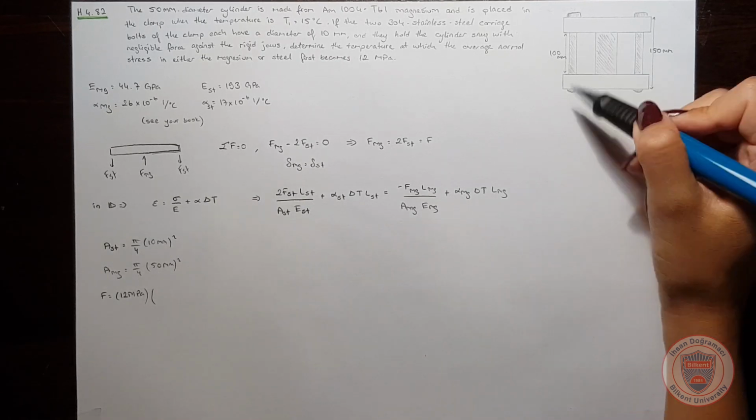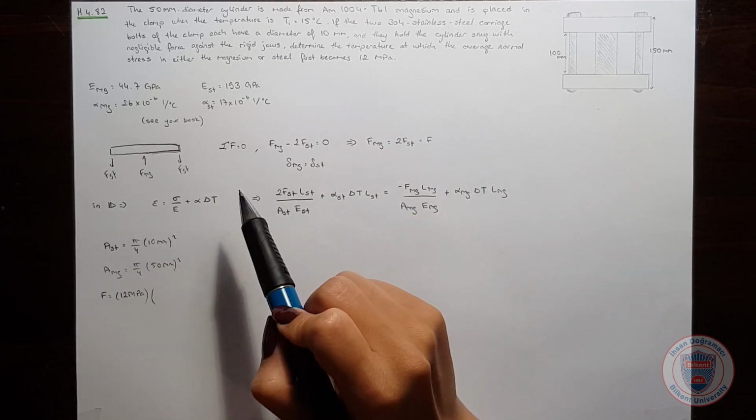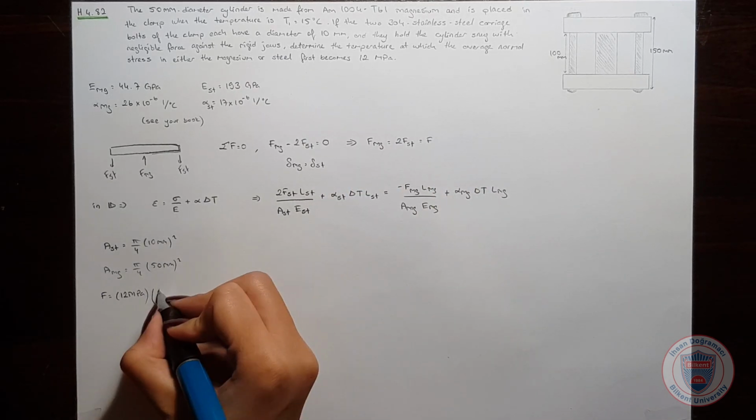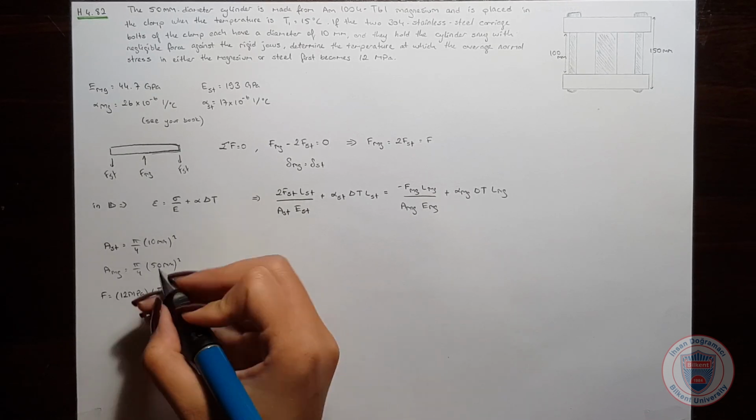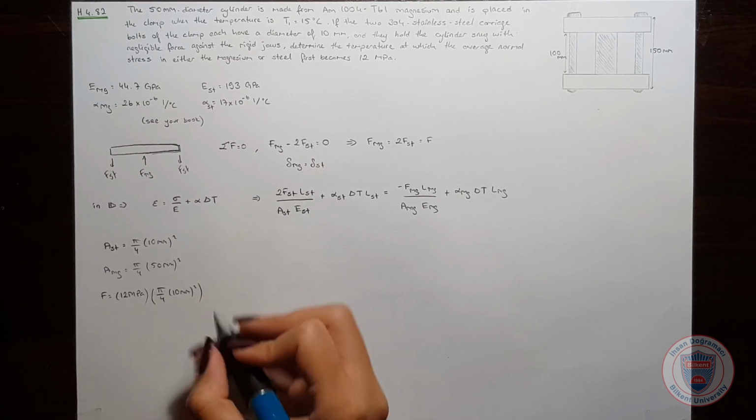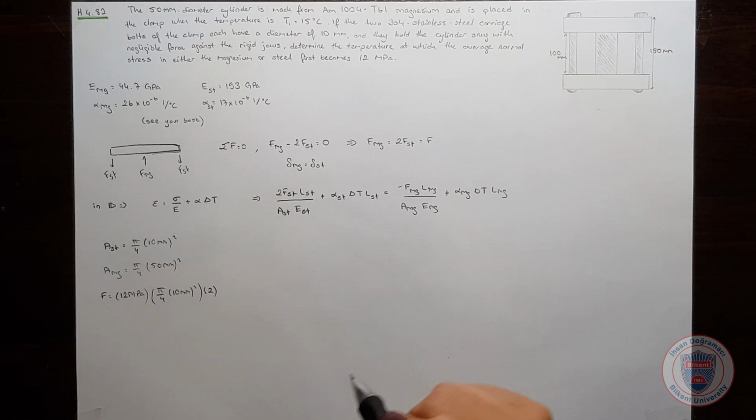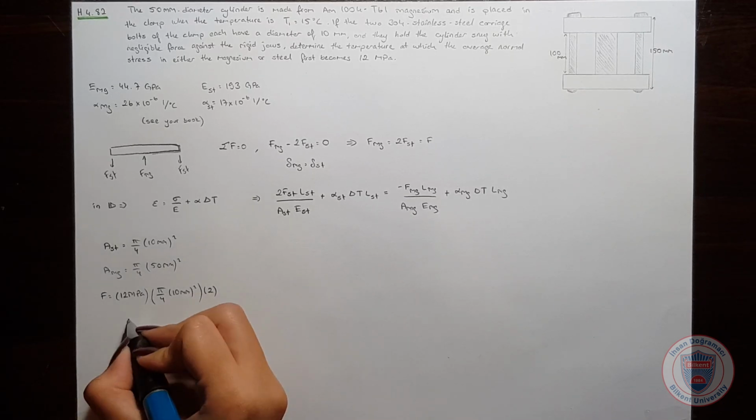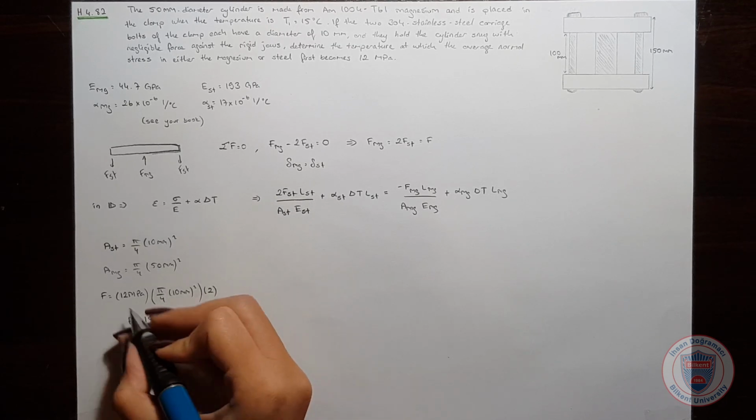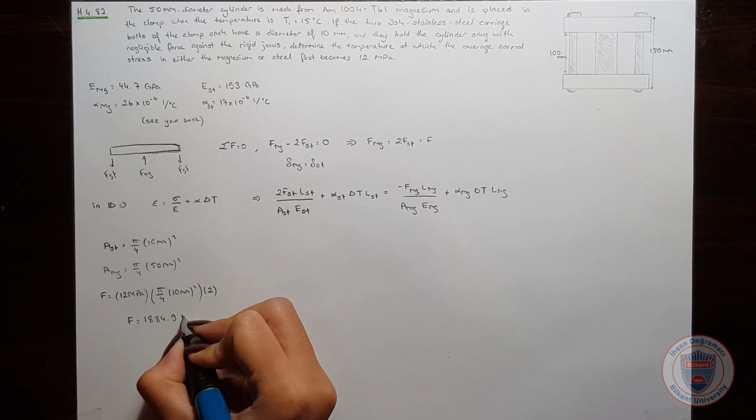Since the area of steel rods are smaller, they will reach the average normal stress first. So I am using the area of steel, but I am multiplying it by 2 because there are 2 bolts, and we will get F is equal to 1884.9 newtons.